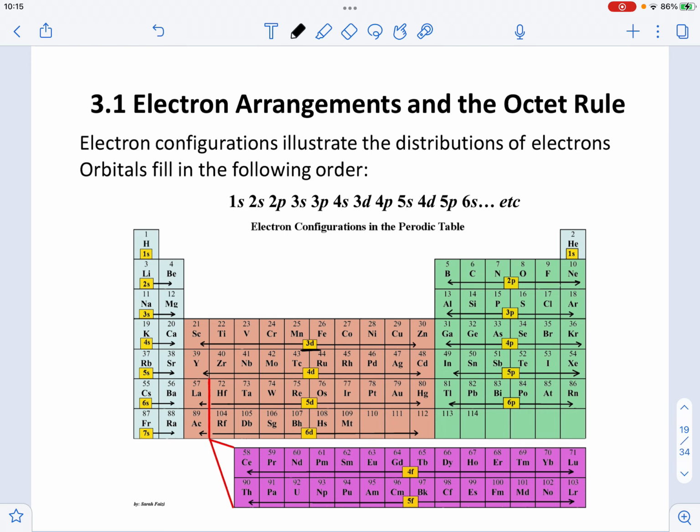So first, let me introduce to you the idea of electron configurations. Electron configurations illustrate the distribution of electrons in the form of orbitals, and these orbitals have a specific filling order. As you can see, this filling order starts with energy level 1, there's an s orbital. Energy level 2, there's an s orbital. Energy level 2, there's a p orbital. Energy level 3, there's an s orbital. 3, there's a p orbital, and so on and so forth.